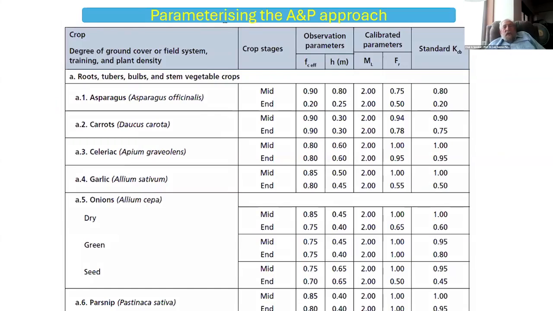Here is one example of the parameterization of this A&P approach. In this case, it is made for vegetable crops. All this information is nowadays included in the new FAO 56. The interesting point is that any user can modify all parameters for the conditions they have in the field and find out what is their own actual Kc. Of course, this has been computed for the standard Kcb because only standard Kcb values can be transferred from one field to another.